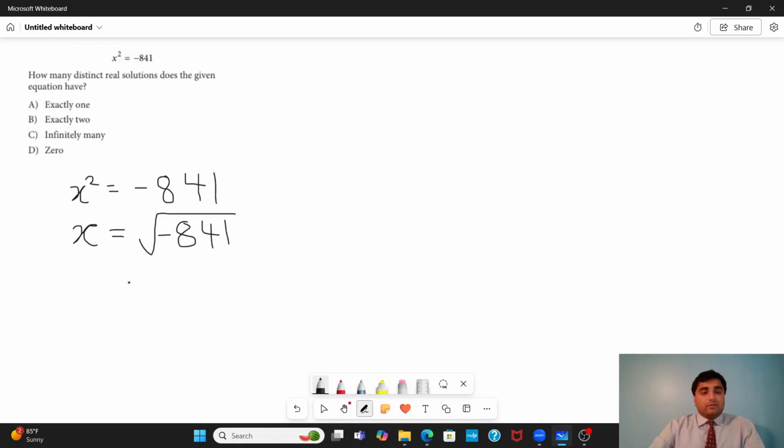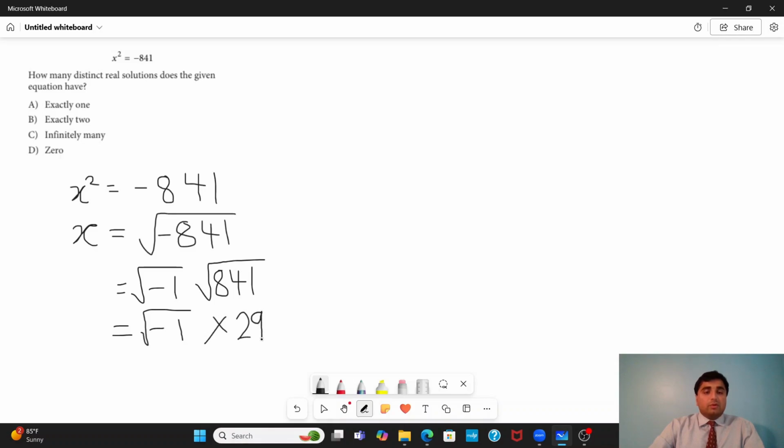Now, negative 841 is going to be equal to negative 1 multiplied by the square root of 841. And then that is going to be equal to the square root of negative 1 multiplied by 29, because 29 is the square root of 841. Now, based on mathematical theory, the square root of negative 1 is equal to the imaginary number i.